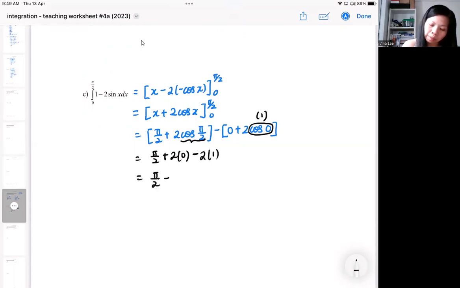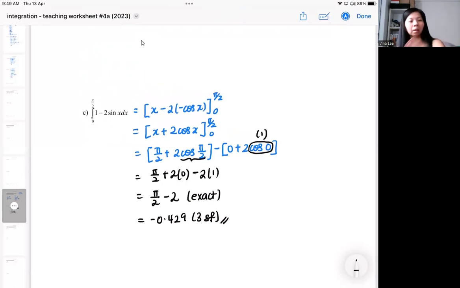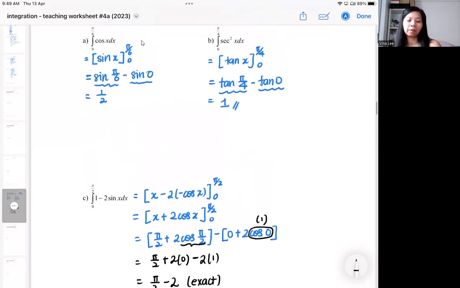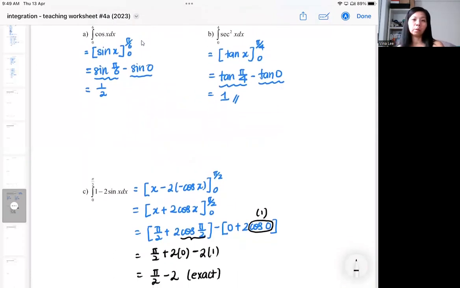Overall, this is what you will be getting. This will be your answer if you need to leave it in terms of pi or in the exact form. Otherwise, it will be your 3SF answer. For definite integrals, sometimes you will be asked to leave it in terms of pi or in exact form, which most probably will be special angles. So you need to press item per item. Don't try to press everything at one shot.